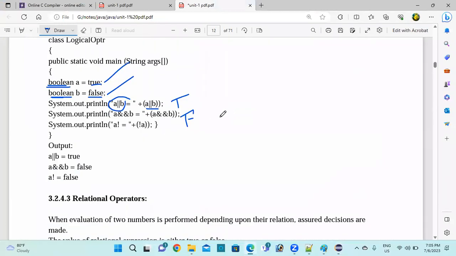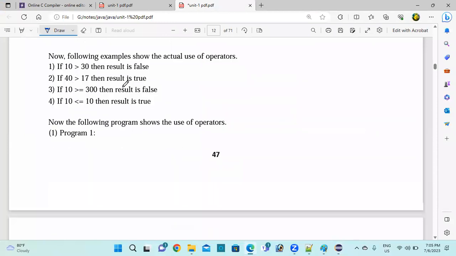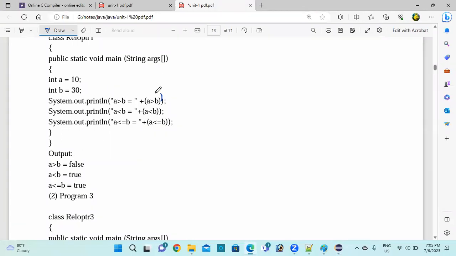So these are all tables. Next, relational operators, you know very well. I'm not going to explain. Just the output of this is 0 or 1. That's it. A greater than B.